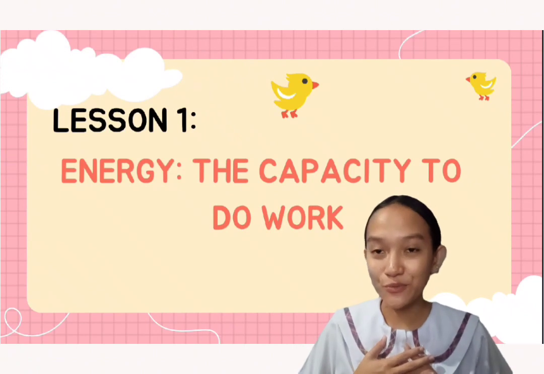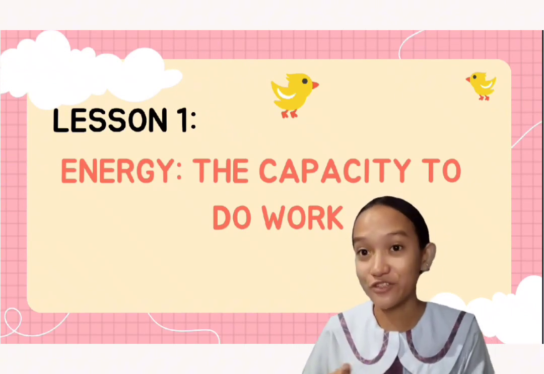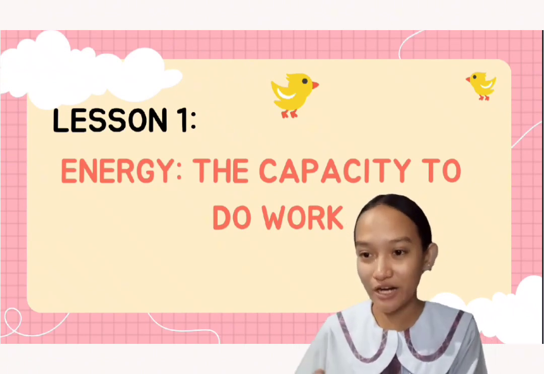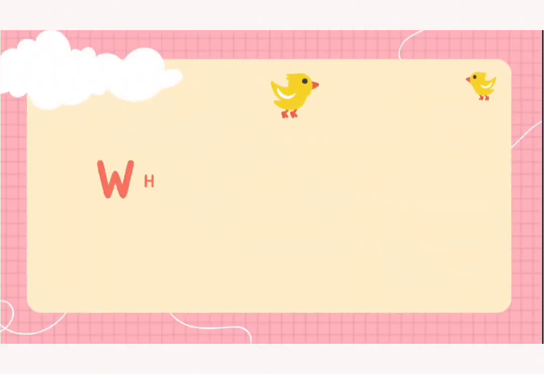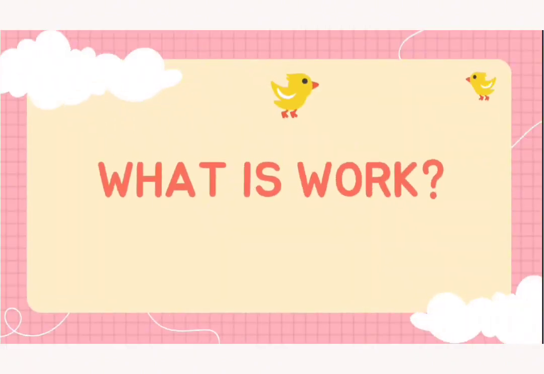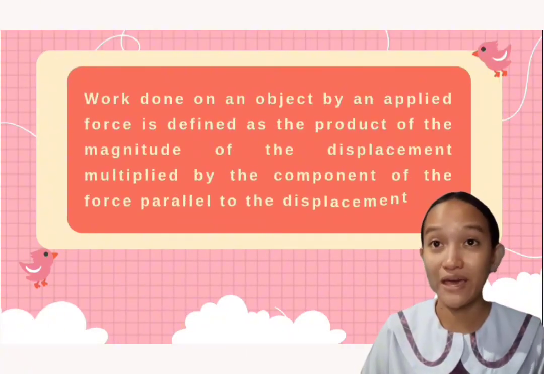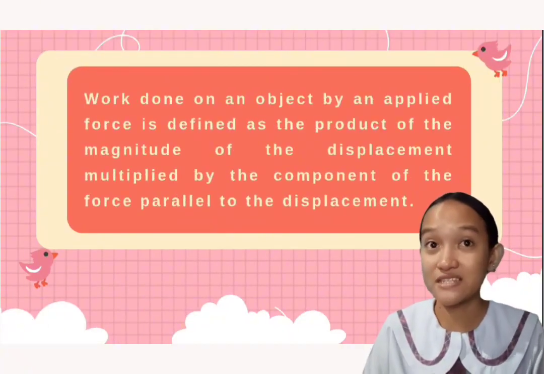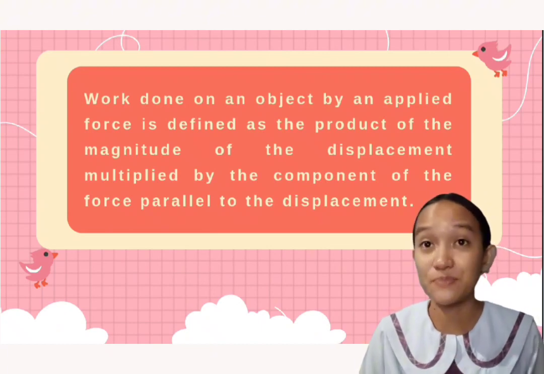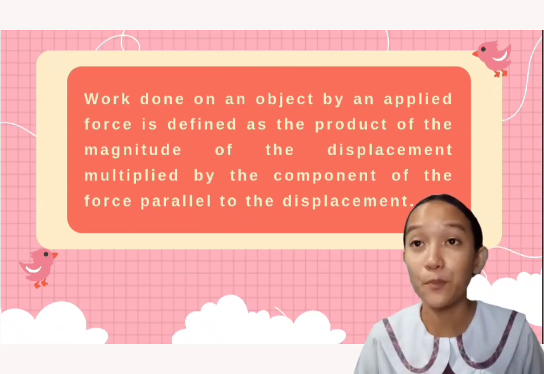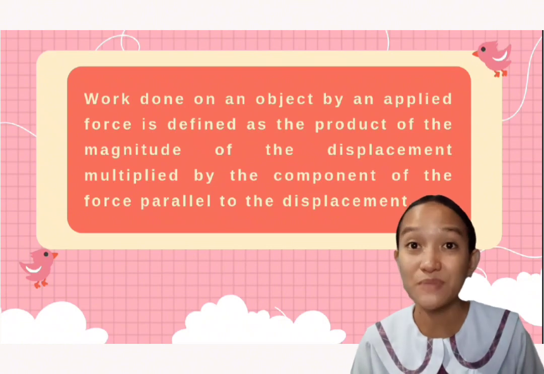I will be the one who will discuss Lesson 1, Energy, the capacity to do work. So what is work? Work done on an object by an applied force is defined as the product of the magnitude of the displacement multiplied by the component of the force parallel to the displacement.